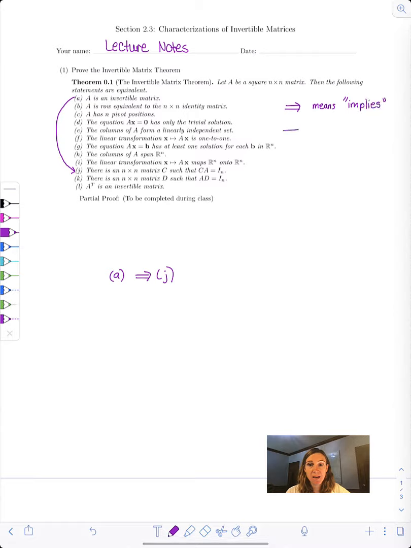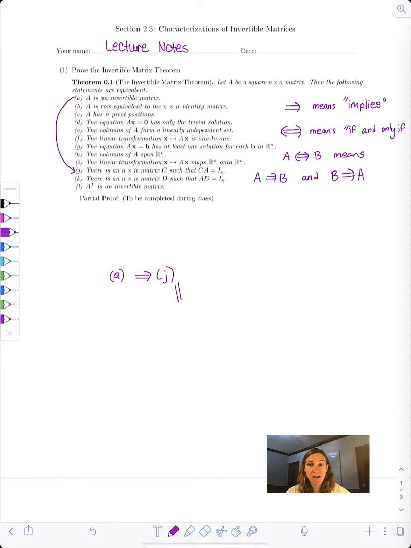And we have one other arrow that we can draw, and that's a double arrow. And this arrow means if and only if. And we've seen this before. Basically, if we write A if and only if B, well, that means that A implies B and B implies A. So the arrow goes both directions because it goes both ways. Okay, so what we're going to do then is build a web of implications.